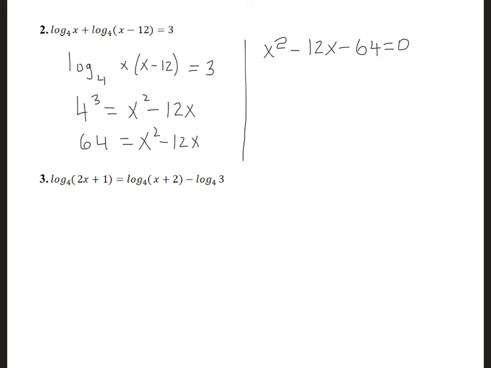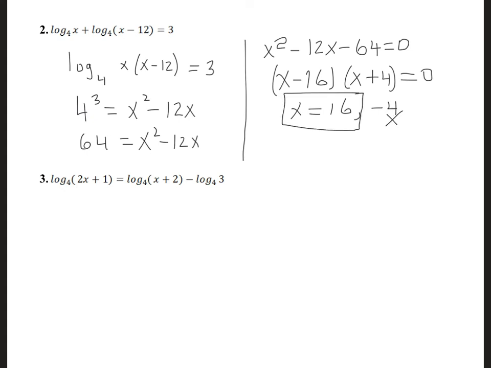And all I need to do is factor it. So here I get x minus 16 and x plus 4 is equal to 0. So I get x is equal to 16 or negative 4. But then I have to check these to see which one is valid. If I take negative 4 and bring it here, this will be negative. So negative 4 is not a valid solution. It's an extraneous one. So there we go. x is equal to 16.